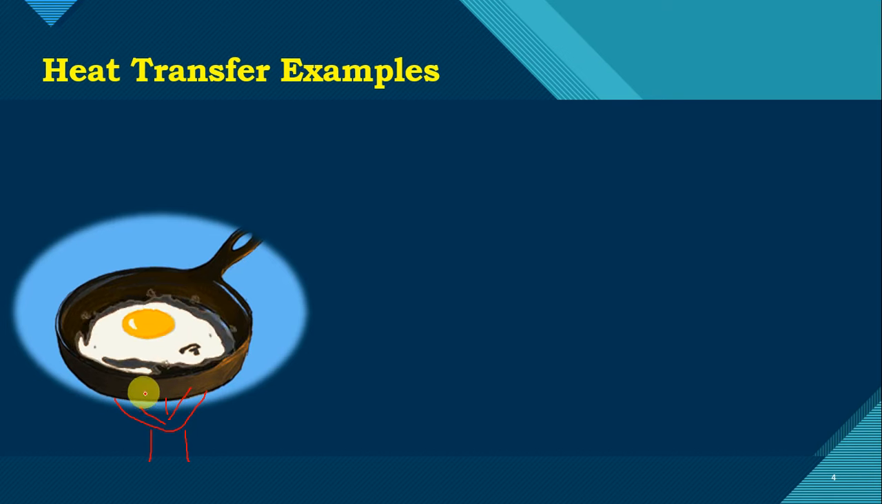It gives heat to the pot, so the pot will get heated, and the egg omelette is in contact with the pot, so that's why this omelette will also get heated. So here heat transfer is from flame to pot, pot to omelette. So this is a good example of heat transfer.